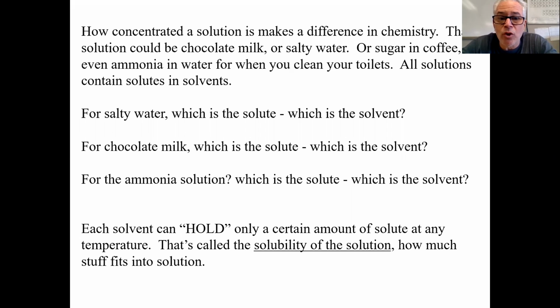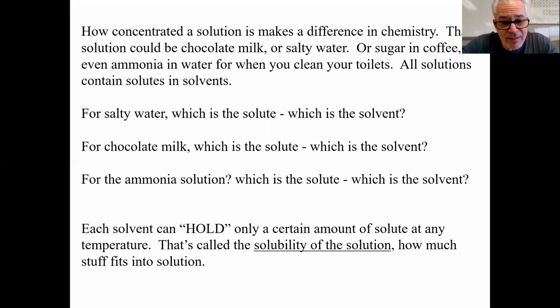For chocolate milk, which is which? Well, it depends on how you make it. If you make it with enough chocolate sauce, it could be either way, but really the chocolate sauce gets dissolved in the milk. The chocolate sauce is the solute, the milk would be the solvent. And what about ammonia? When you clean with ammonia, ammonia is dissolved in water. It's not 100% ammonia, that's almost poison. Household ammonia, I think, is like 5 or 6%. It's plenty strong enough. You can't have 100% ammonia. So the ammonia would be the solute.